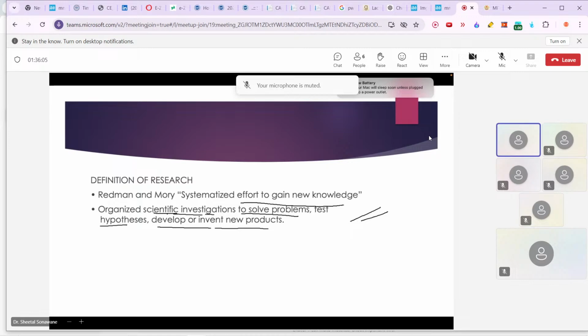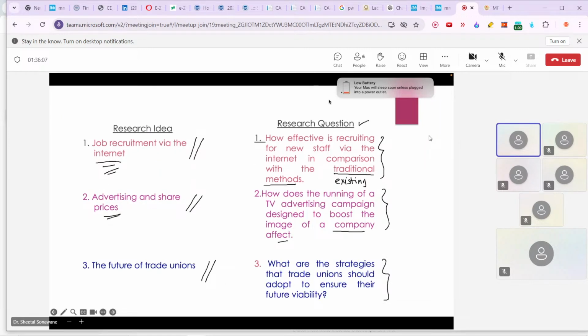Okay. So the last slide for today's class. What is the difference between research idea and research questions? Before going into detail, what we have discussed till now is: first you understand your problem, do the survey and come up with the hypothesis. Once you have a hypothesis, the next step is to convert these hypotheses into research questions.